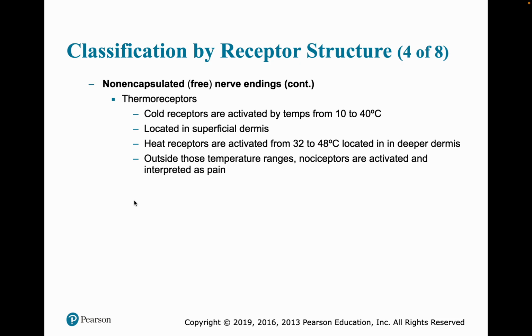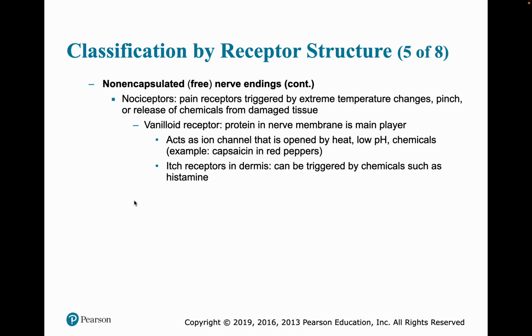Outside those temperatures, nociceptors or pain receptors are activated, and that would be interpreted as pain. So those nociceptor pain receptors are triggered by extremes in temperature, pinch, or release of chemicals from damaged tissue. Some of them would include the vanilloid receptor, which is a protein in the nerve membrane. It acts as an ion channel that's opened by heat, low pH, and chemicals. Capsaicin is a chemical that interacts with the vanilloid receptor. There are also itch receptors in the dermis. They can be triggered by chemicals such as histamine.